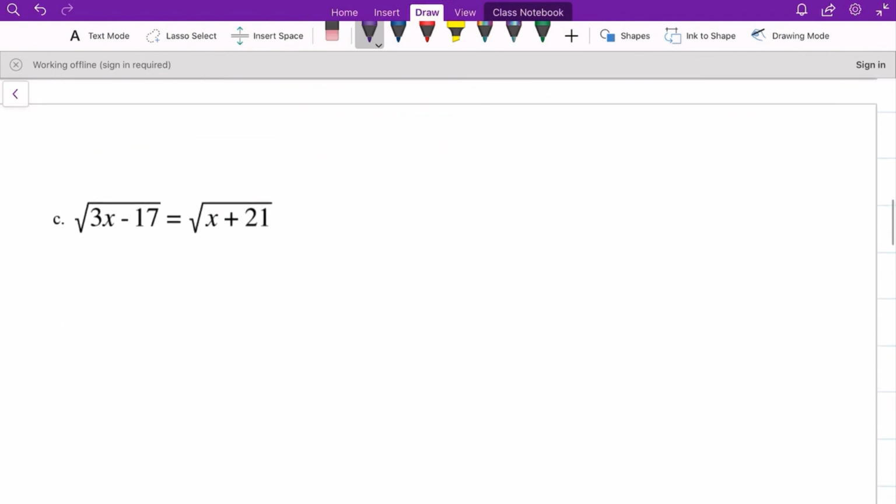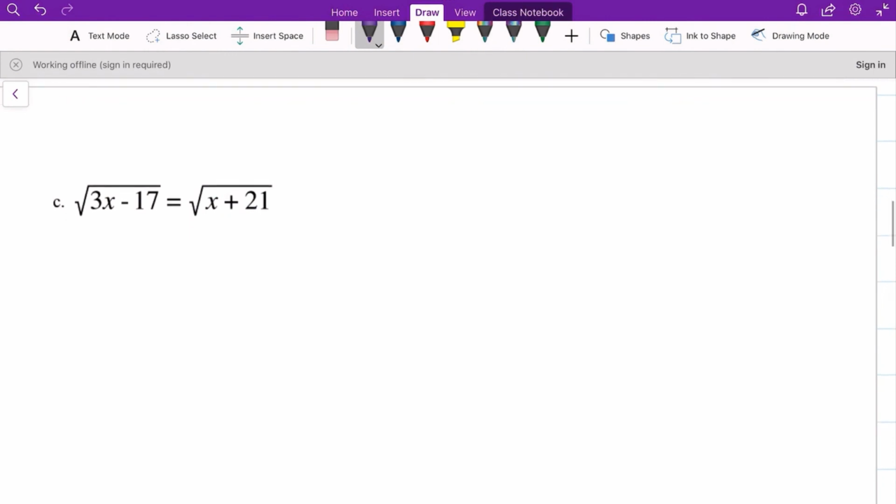Now this one, at first glance it may look difficult, but compared to the other two that I just did, this one's actually a lot easier. It's very easy compared to those two.